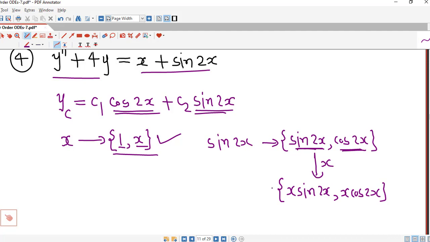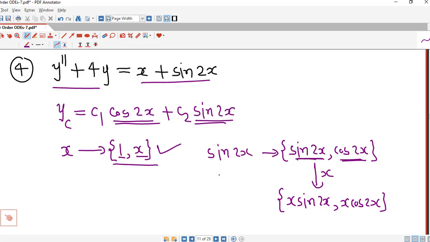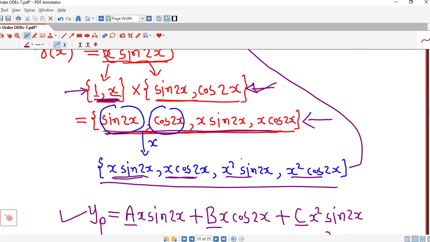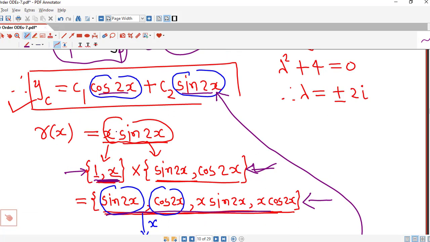Now we check whether there is any match with the complementary function. Here we have x sin 2x, x cos 2x, and here we have cos 2x, sin 2x. So there is no match with the complementary function. So this is our modified family for sin 2x. Try to understand the difference. In the previous problem, two functions are in the product. So first we write down the families corresponding to each function in the product, and we take their Cartesian product, and after taking the Cartesian product we check whether any member is present in the complementary function or not.